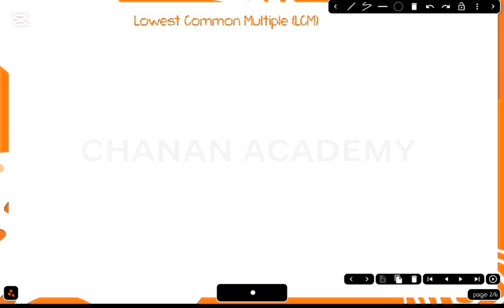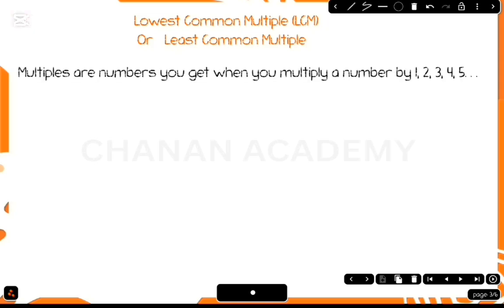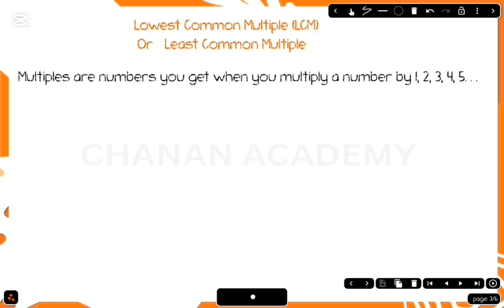LCM is known as the lowest common multiple, and sometimes it is also called the least common multiple. Before we move into the calculation or method of finding the LCM, I would like to define some key factors that make up this LCM, which are the multiple and the common multiple. Multiples are numbers you get when you multiply a number by 1, 2, 3, 4, or 5.